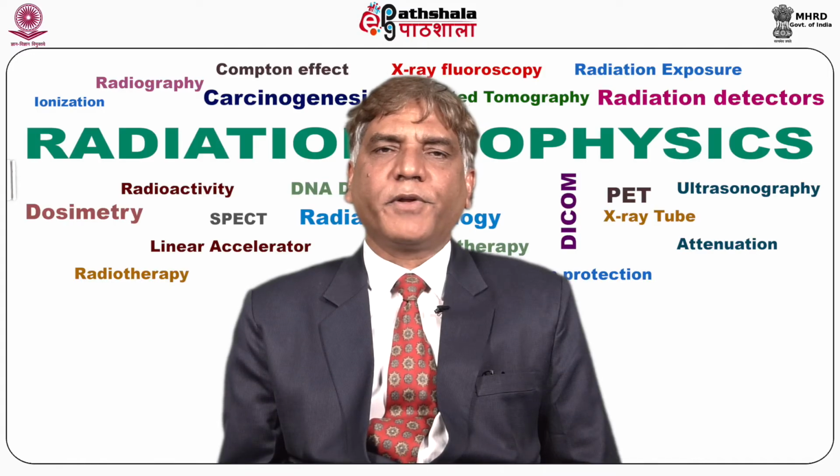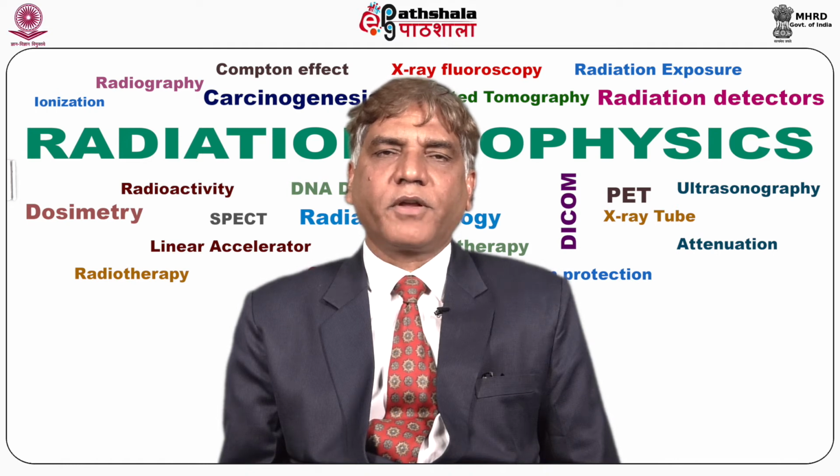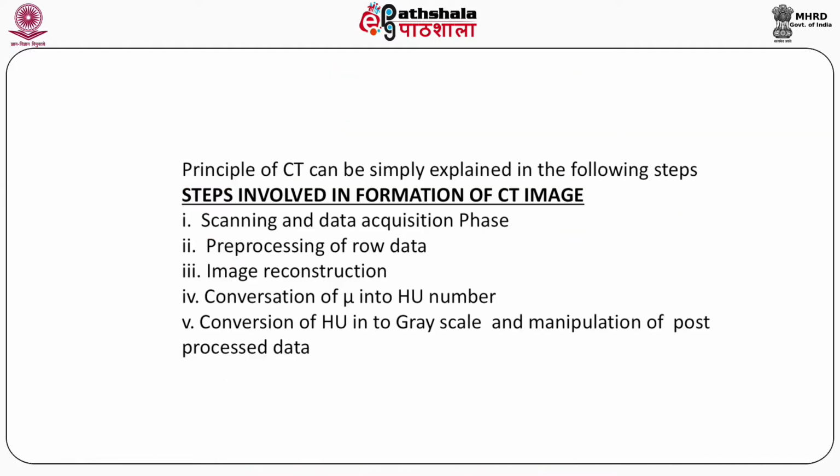First of all is the principle of computed tomography, which can be explained in 5 steps. The first step is the formation of the CT image, which is the scanning and data acquisition phase, then pre-processing of raw data, image reconstruction, conversion of linear attenuation coefficient into Hounsfield unit, and then display of the CT image.